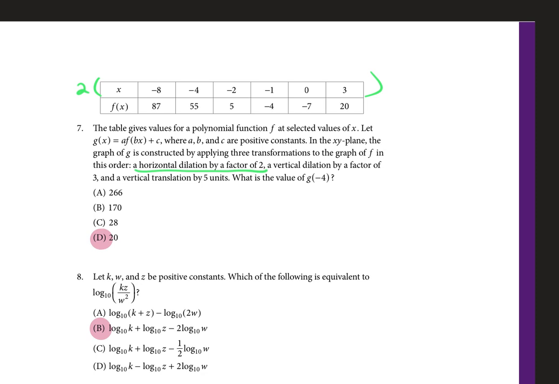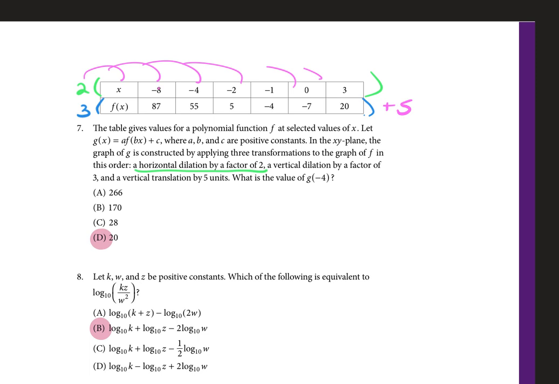Then it says a vertical dilation by a factor of 3. What's a vertical dilation going to be doing? All the y's by 3. And then it says a vertical translation by 5, which is up 5. So after you multiplied by 3, then you would add 5 to them. So if it asks what's the value of g of -4, first of all, you have to change these because it's not just -4 anymore, right? And then you'd have to multiply it by 3 and add 5.